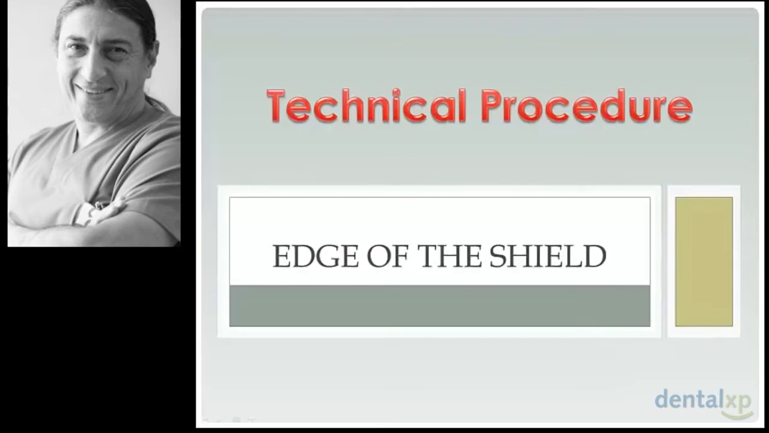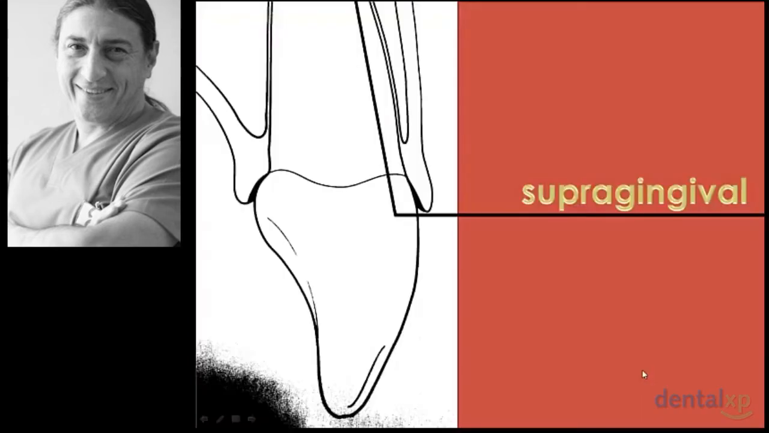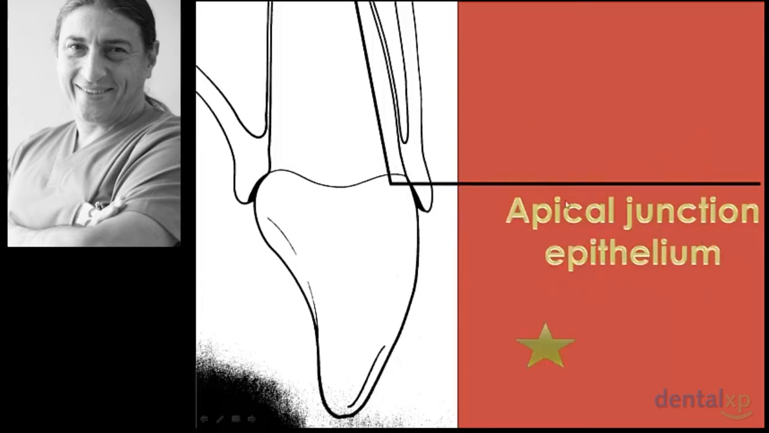And now there is another thing, the edge of the shield. Once we have cut the root, we have the buccal part. And we can have four levels, more or less. A supragingival level of the shield, we don't want it, because for aesthetics we don't want to have a shield so high.